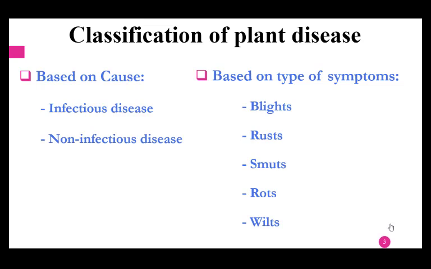On the basis of symptoms, there are different types of symptoms, and plant diseases can be classified into five basic types: blights, rusts, smuts, rots, and wilts. This is the basic classification of plant diseases. We will discuss these separately in the next video sessions.